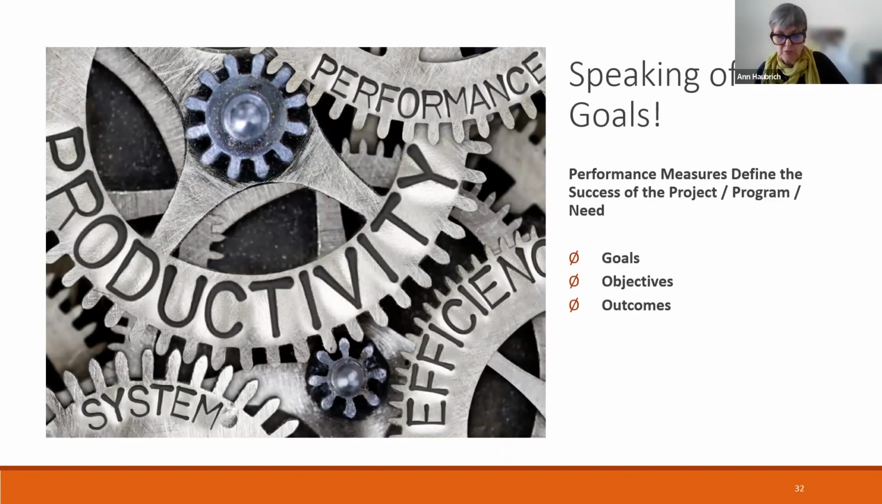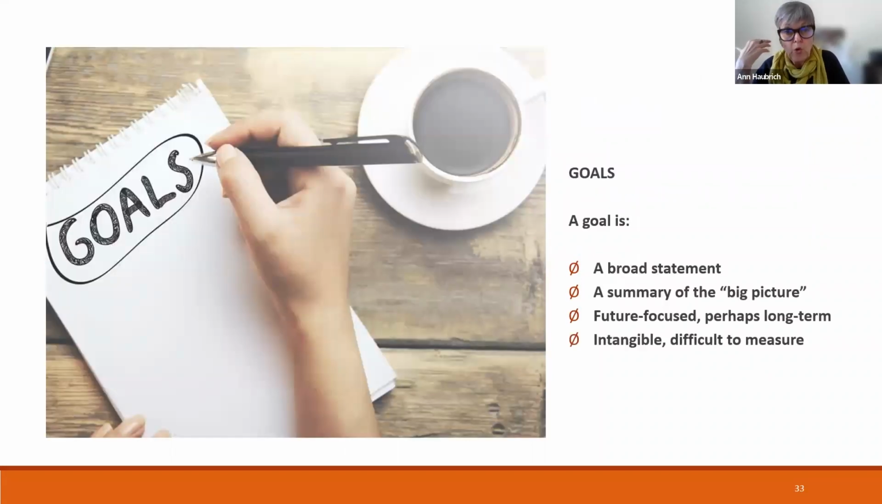Okay, speaking of goals, so these performance measures define the success of the project, the program, or the need, and those are goals, objectives, and outcomes. I know we went through this in that first workshop that we did, but these can be kind of tough to get the hang of if you're not accustomed to doing this. So that's why we're going over this again. So goals. A goal is a broad statement, a summary of the big picture, future focused, perhaps long-term, intangible, difficult to measure. And I think Chloe is going to give us an example of a goal.